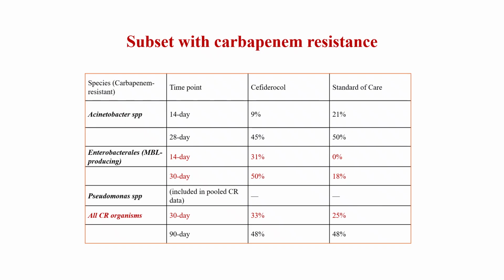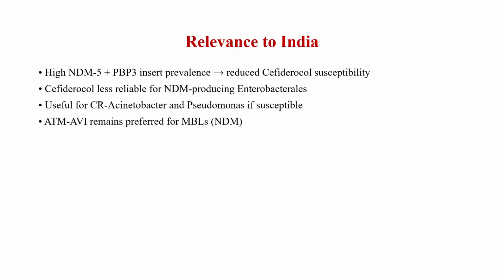So in this particular study, again, there is a numerically higher mortality in all carbapenem-resistant infections. Even though not statistically significant, the numerically higher mortality is driven predominantly by PBP3 mutated Enterobacter. So in India, what is the relevance?